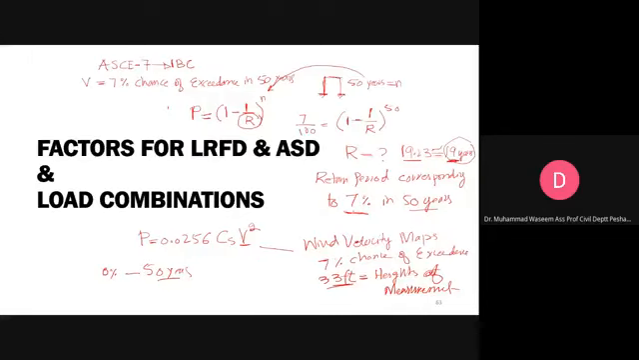So now next up is the factors for LRFD and ASD and the load combinations, okay? This is some of the rough work which we have done in the last class. We already finished discussing that ASCE 7, which is the loading code referred by IBC, requires you to design your building for wind speeds which have a probability of accidents of 7% in 50 years. If you want to calculate the return period, it comes out to be 700 years.